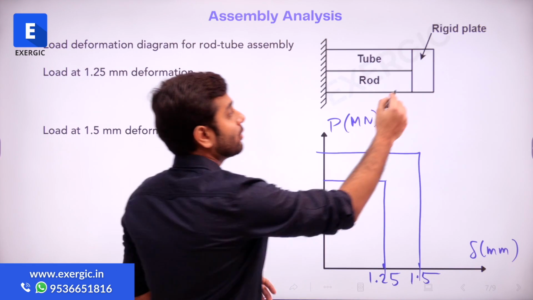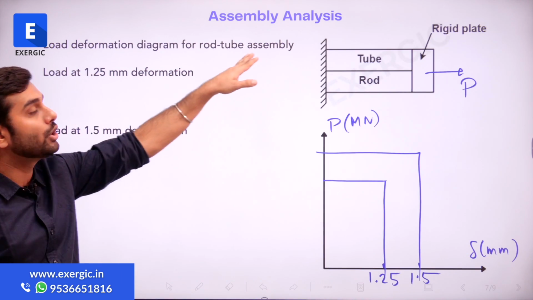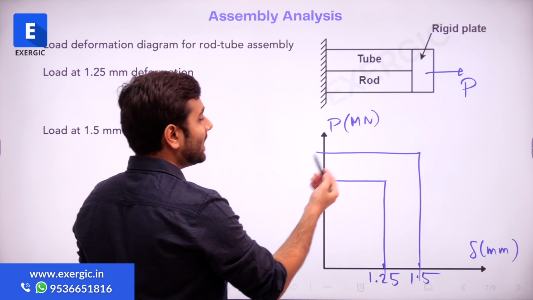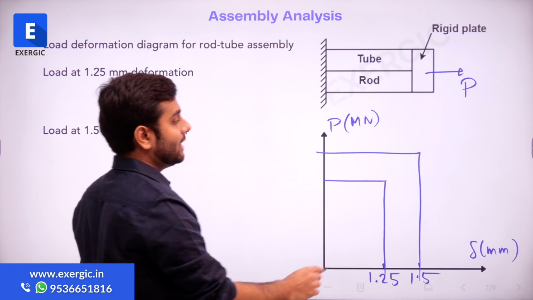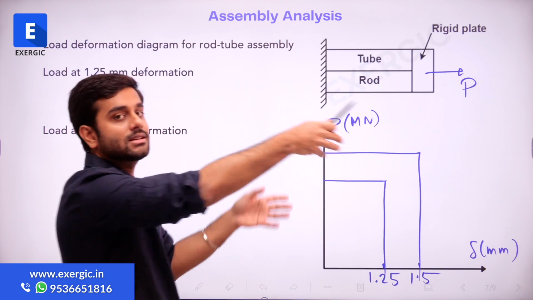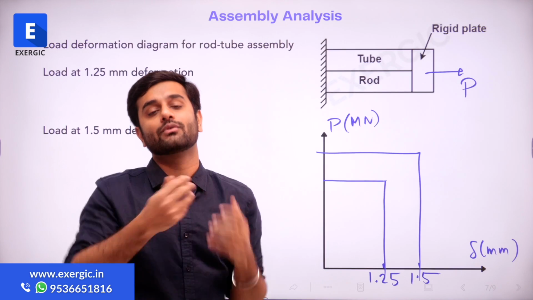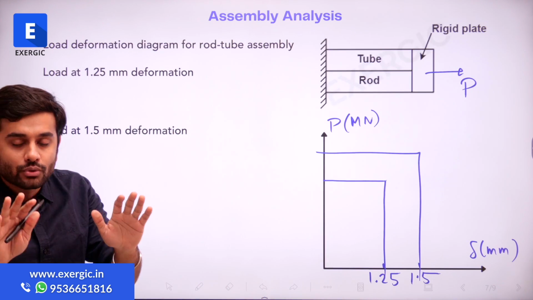Combined load I am talking about, combined load, okay, because it's a diagram for the rod-tube assembly, right? And then we will see where the value of 11 is falling, whether in the plastic region or in the elastic region, or maybe in a region where one of them is elastic, one of them is plastic. This is the approach we are going to use.